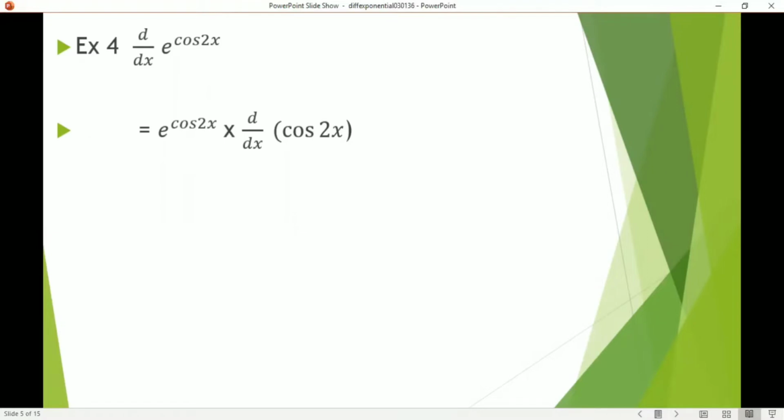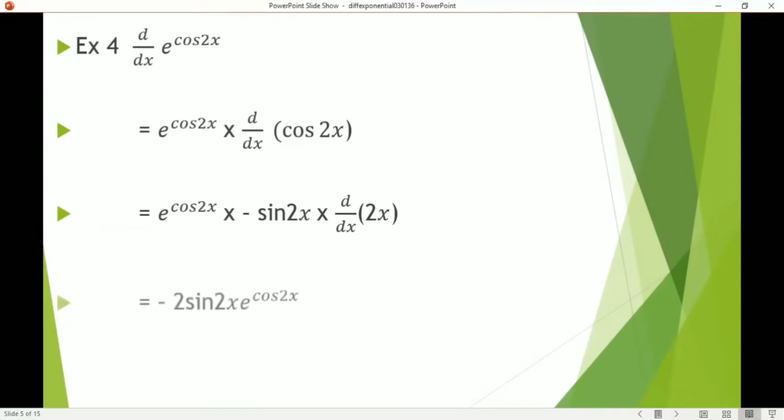So derivative of cos 2x is minus sine 2x multiplied by the derivative of 2x. So derivative of 2x is 2. The final answer is minus 2 sine 2x e to the power of cos 2x. So here we have to bear in mind that the derivative of cosine function gives a minus sine function. So derivative of cos 2x gives minus sine 2x times 2.